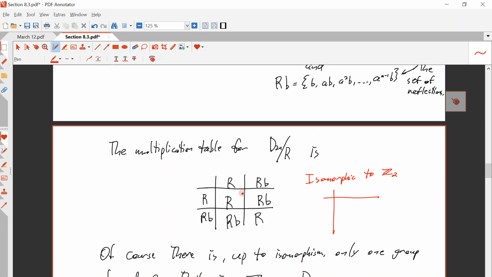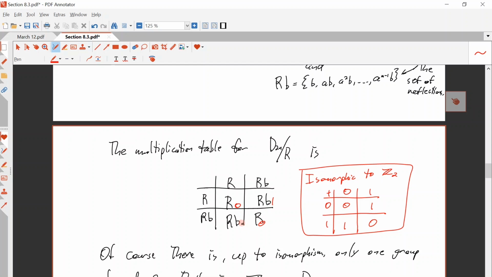Right? That's a multiplicative group. The additive group Z2, you've got 0, 1, right? And you're adding. So 0, 0, 1, 1.